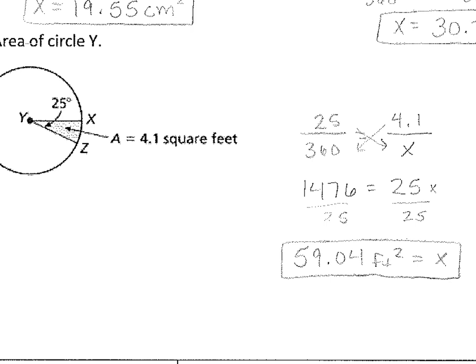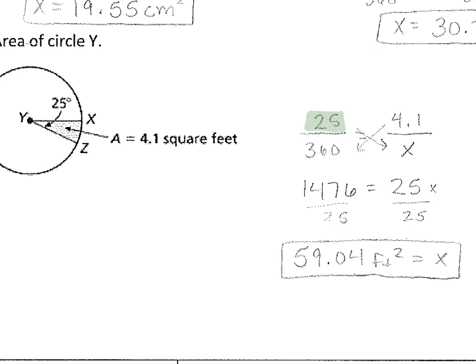This problem number 9 says find the area of circle Y. So this time I didn't give you enough information to find the area. We don't know the radius. So instead, I have to use my proportions in a different way. I know that the arc measure is 25 degrees. That goes over the 360 degrees.